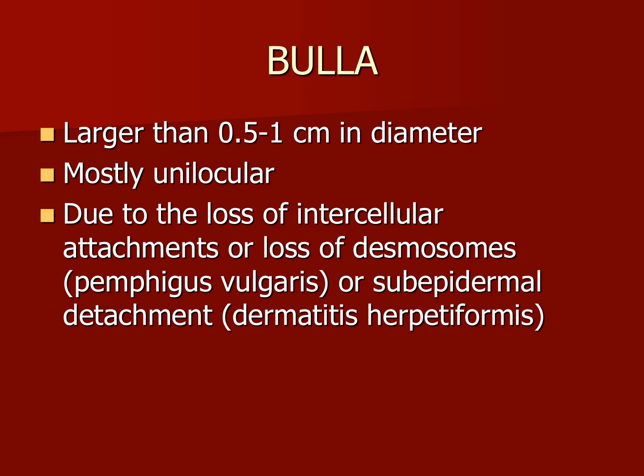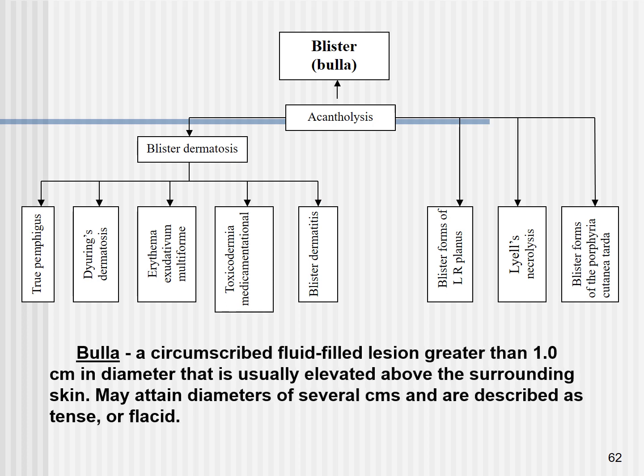Bulla, larger than 1 centimeter in diameter, unilocular, and due to the loss of intracellular attachment or loss of desmosomes. In case of pemphigus vulgaris, we can meet bulla or subepidermal detachment. In case of dermatitis herpetiformis. Blister, bulla, acantholysis, the process takes place in pemphigus disease. Blister dermatosis, for example, pemphigus, dermatitis, erythema exudativum, and other diseases.